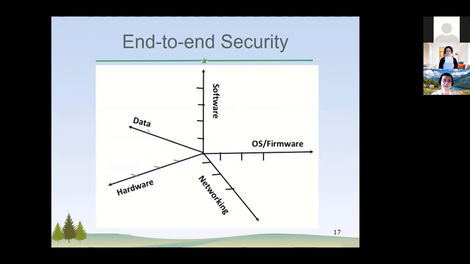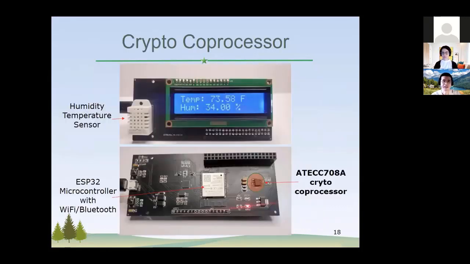We also need to encrypt our data and maybe use blockchain to make sure nobody will cheat your data. Everybody's accountable, right? I show you two examples of our projects here. This is one device we are producing, just for classroom use. We have a humidity and temperature sensor here, and then we have our ESP32 microcontroller.